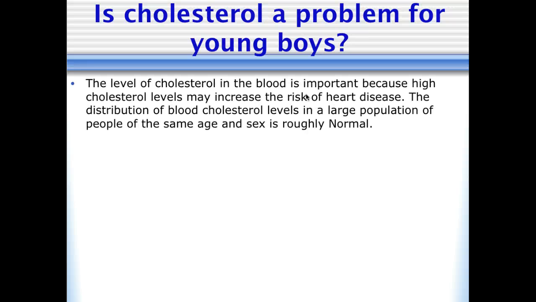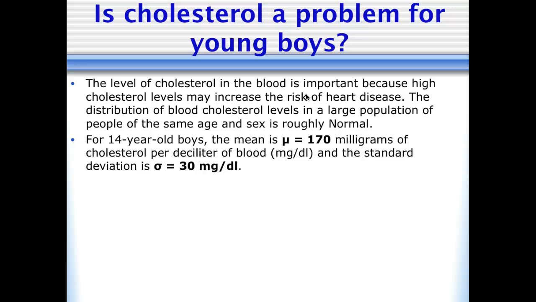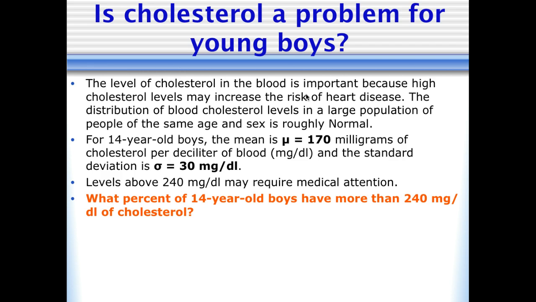Here's an example. The level of cholesterol in the blood is important because high cholesterol levels may increase the risk of heart disease. The distribution of blood cholesterol levels in a large population of people of the same age and sex is roughly normal. For 14-year-old boys, the mean is 170 milligrams of cholesterol per deciliter of blood, and the standard deviation is 30 milligrams per deciliter. Levels above 240 milligrams per deciliter may require medical attention. So the question that we are told to investigate is, what percent of 14-year-old boys have more than 240 milligrams per deciliter of cholesterol?